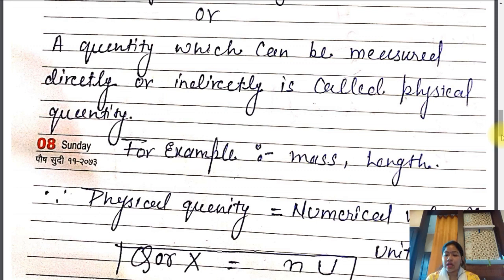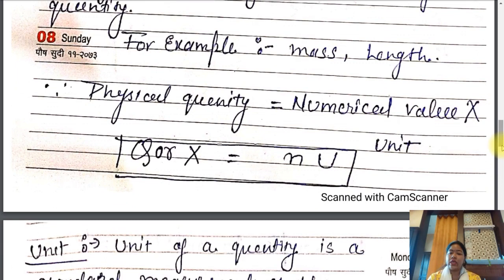Now the question is, whenever we want to express any physical quantity, how will we express it? Whenever we mathematically represent any physical quantity, we have a standard formula: physical quantity equals numerical value into the unit. Numerical value into the unit. So what is a unit? A unit is the standard measurement by which we express that particular quantity.